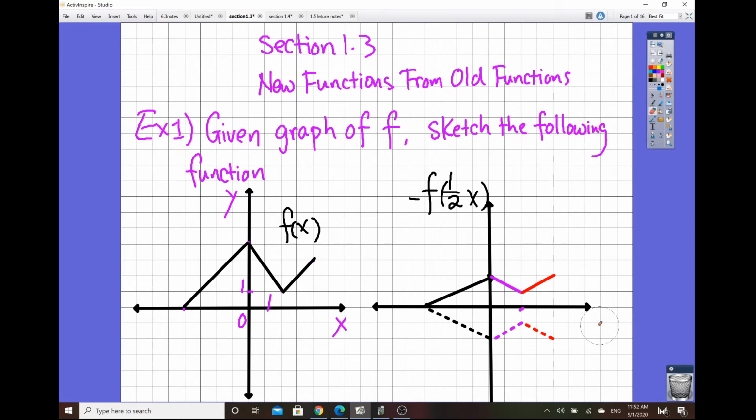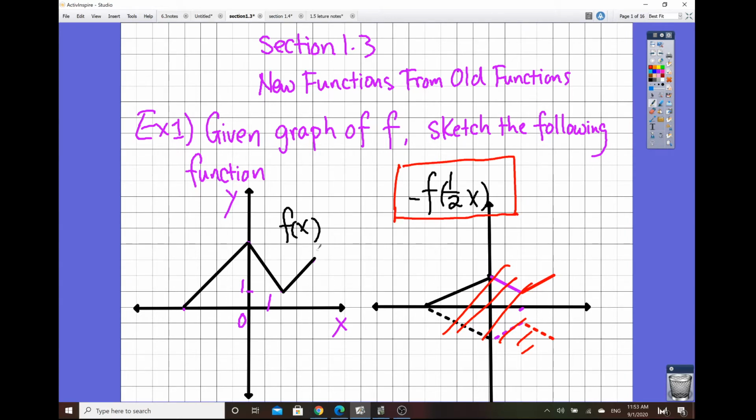For the first one, let's not worry about the graph here on the right-hand side. Given the graph of f, here is f of x, kind of like an absolute value or piecewise function. You want to sketch the function negative f of 1/2 x.